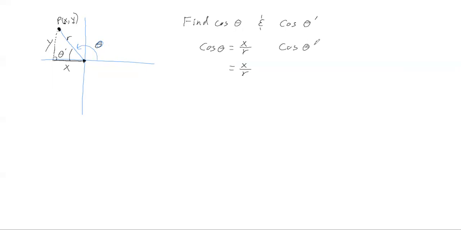Cosine of theta prime. Let's use the triangle here. Let's use this triangle that we drew right here. And let's find the cosine of theta prime. Cosine, if we have a triangle, for this angle right here, is going to be adjacent over hypotenuse. So adjacent is x. Hypotenuse is r. So that's equal to x over r. Now, the only thing is, this one is going to be negative here, right? Because my x value over in quadrant number 2 is negative.